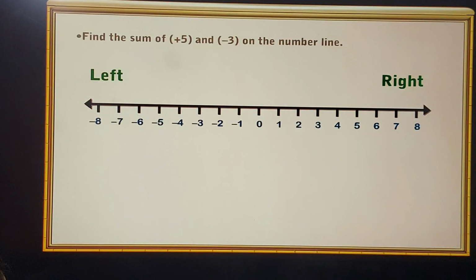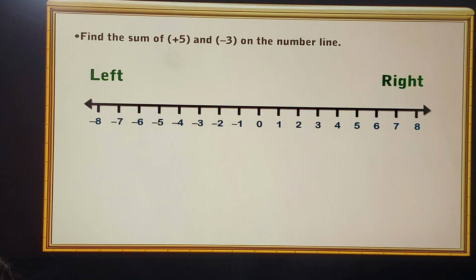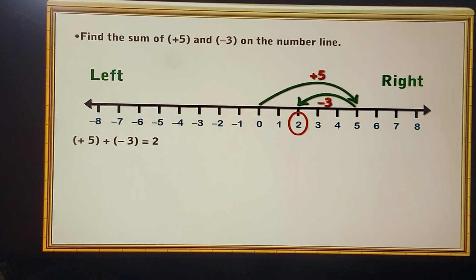Pay attention. Suppose we wish to find the sum of plus 5 and minus 3 on the number line. First we move to the right of 0 by 5 steps to reach 5. Then we move 3 steps to the left of 5 to reach 2. Thus, we get plus 5 plus minus 3 is equal to 2.